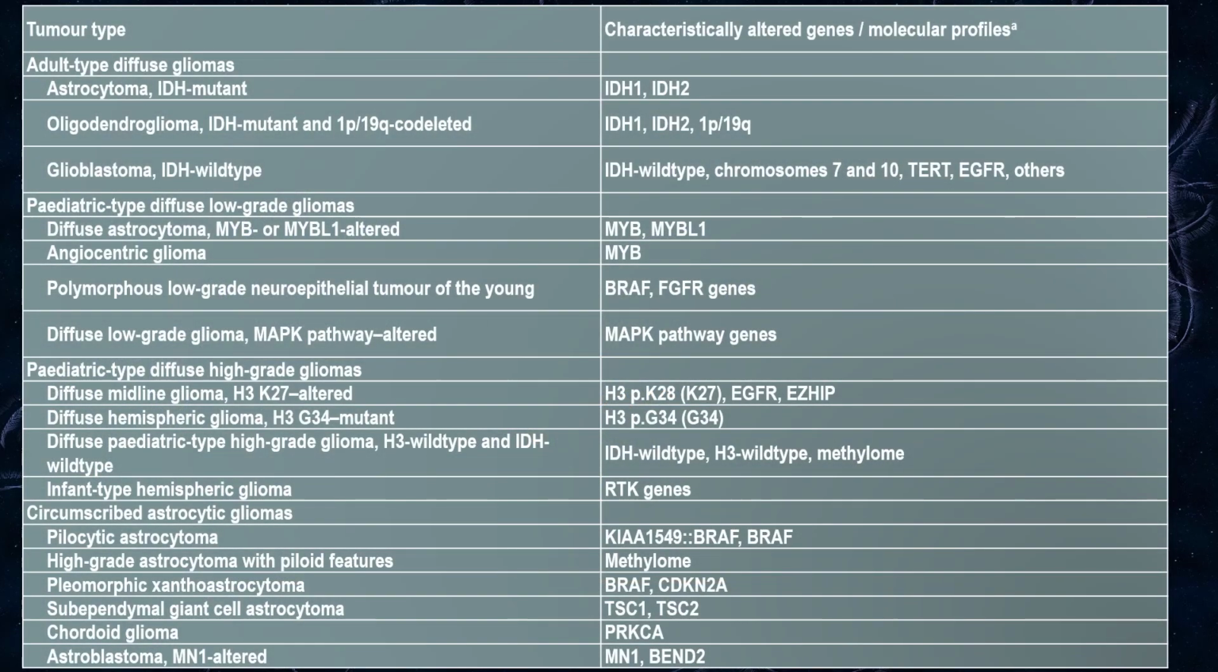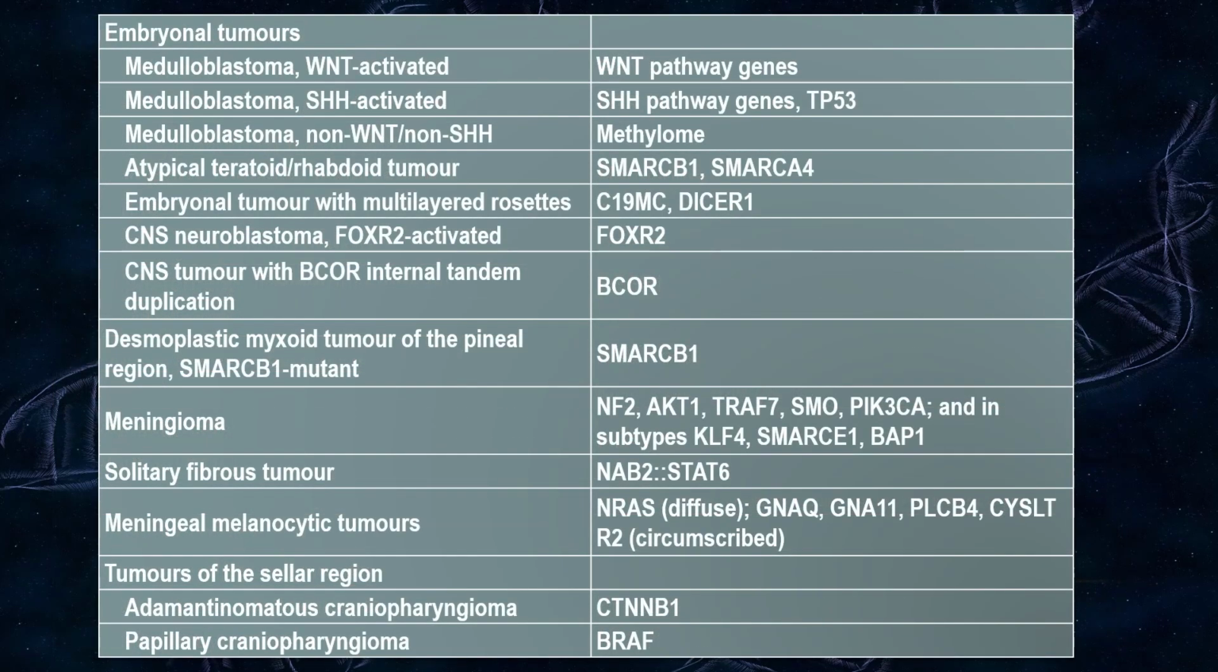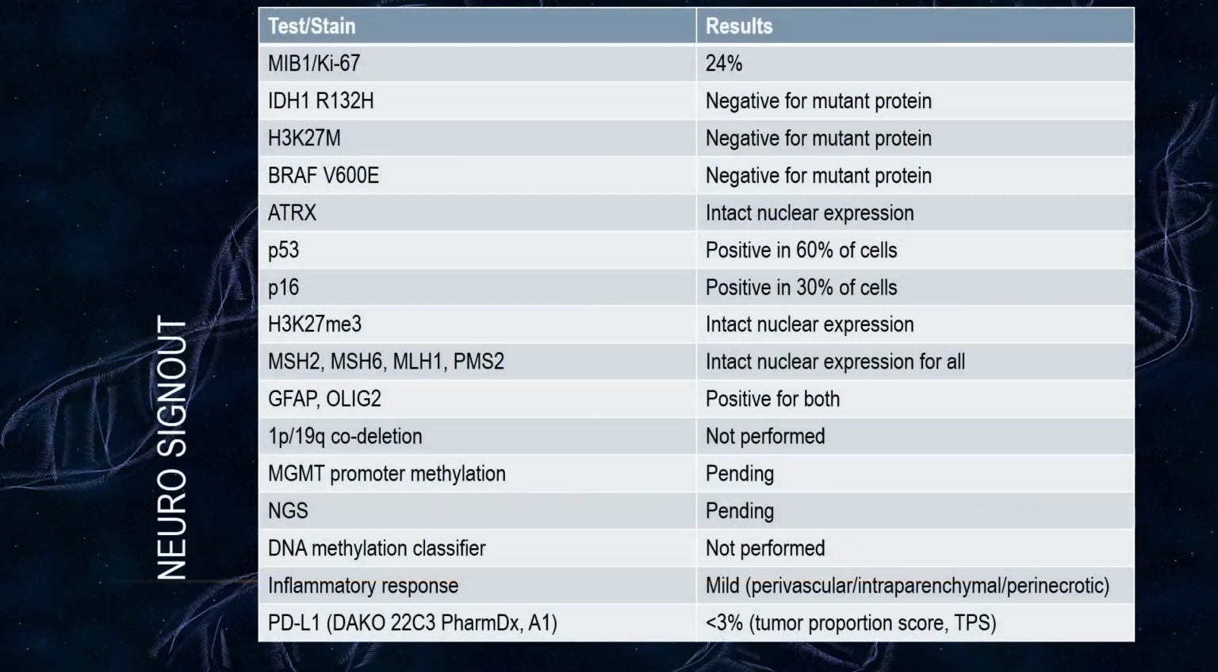So here's a little table. I think this one's borrowed from WHO, showing some of the basic changes just as a reference if you want it, or you can find these online or in different study guides and things. So here's an outline of the actual content. There are obviously a lot of things, as you can see from the last few tables. So we'll just cover some of the basics like IDH mutations, oligos, some of the H3K27 stuff, MGMT promoter methylation, and then methylation profiling, which of course I think is the most interesting.